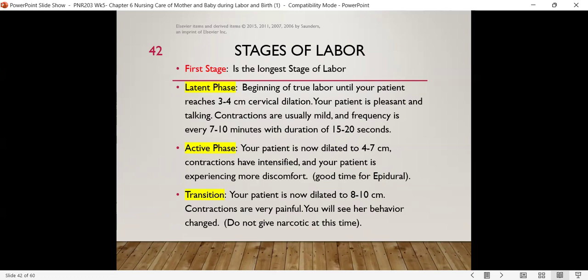Now, the transition time is when your patient has progressed to 8 to 10 centimeters. The contractions are very, very painful, and the head's coming down. So she might feel a really strong urge to push. So, at this time, you don't want to give a narcotic, okay? And you don't want her to push until she's 10 centimeters.